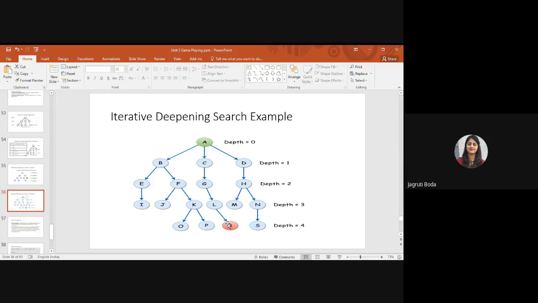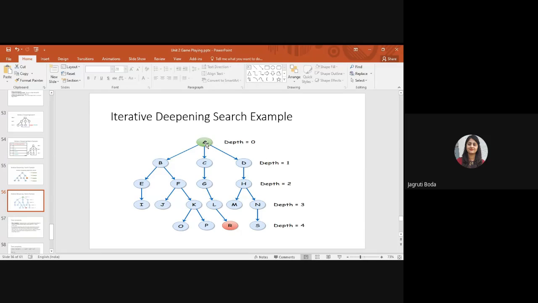So how many nodes do we need to explore? A, B, E, I, F, J, K, O, P, C, G and L. So 1, 2, 3, 4, 5, 6, 7, 8, 9, 10, 11 and 12. So in total we explore 12 nodes before reaching the goal state, starting from the initial state.